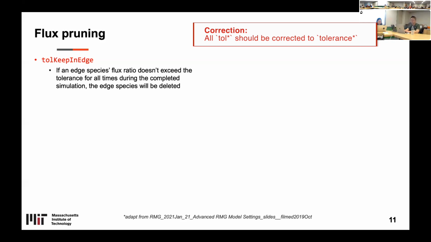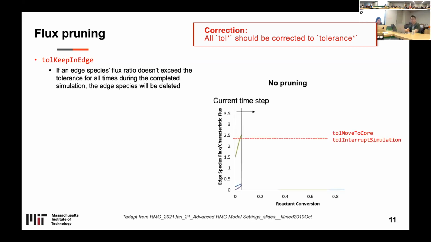The second parameter that is relevant is, let's look at the no pruning case. One thing that we need to keep in mind is if we do an incomplete simulation, and if we apply that tolerance here, it's dangerous because we don't know how high the flux ratio of these two species will be in the future time. So in order to use flux pruning, you should remove this tolerance interrupt simulation, to allow RMG to do the full-time simulation. And based on the full-time simulation, you make that decision informed.